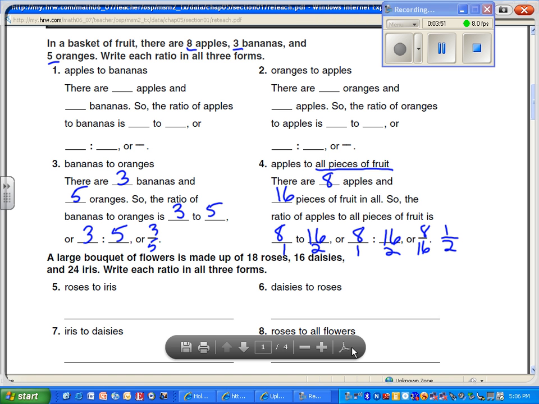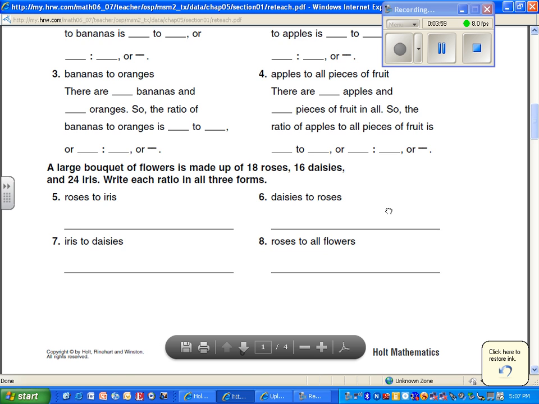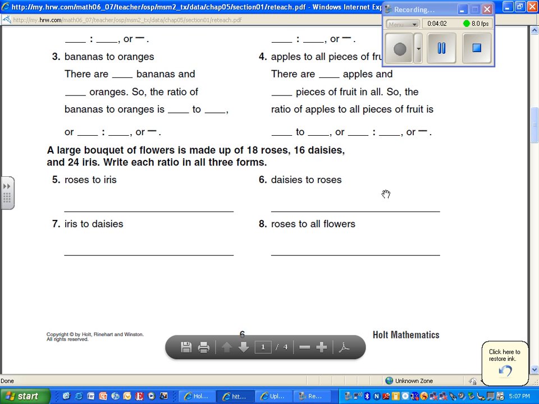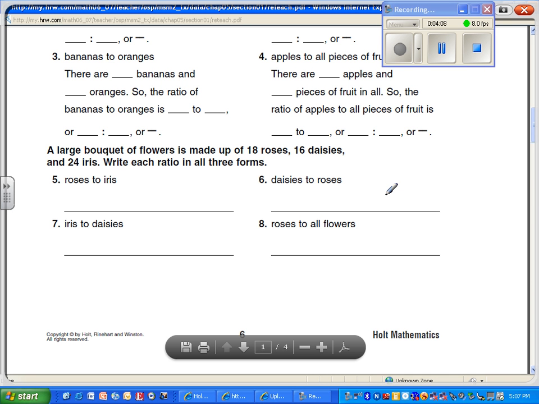All right, let's take a look at the bottom examples here. It says a large bouquet of flowers is made up of 18 roses, 16 daisies, and 24 iris. Write each ratio in all 3 forms. All right, roses to iris. How many roses? We have 18. And how many iris? We have 24. So 18 to 24, 18 to 24, 18 to 24.